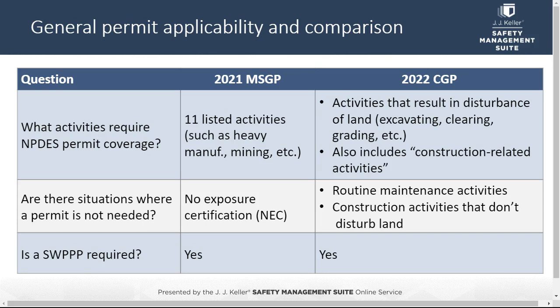Now, let's look at what is found in each of the two federal general permits and who they each apply to. On this slide, as you can see in the second column, the multi-sector general permit applies to 11 listed activities, and we'll list all those 11 on the next slide. The third column says the construction general permit applies to construction actions that result in a disturbance of the land, including clearing, grading, excavating, and other similar activities.